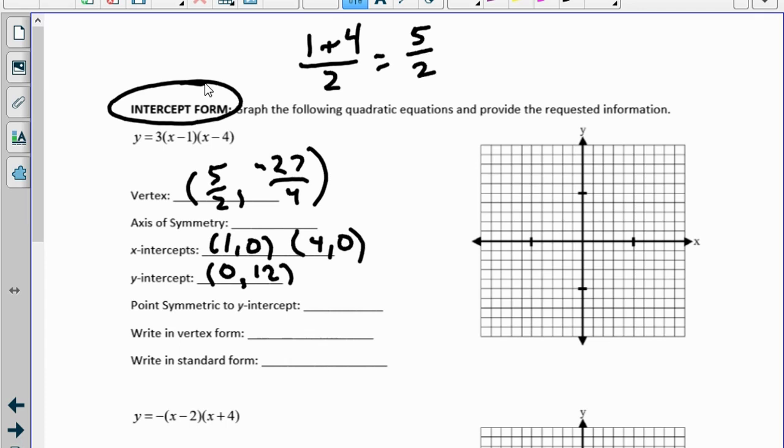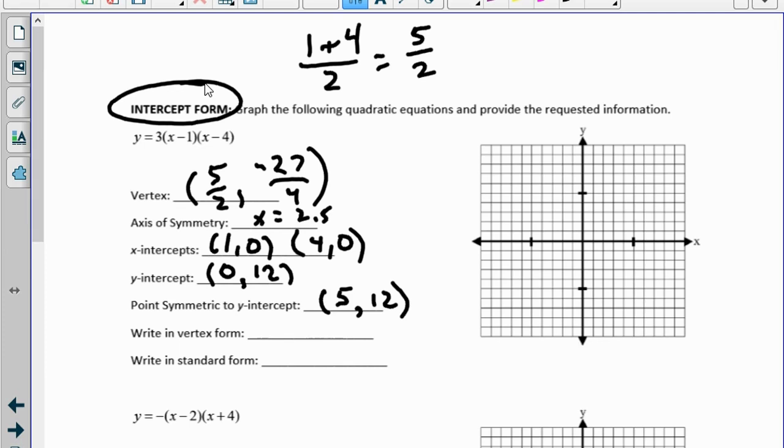Point symmetric to the y-intercept is going to be at 5 now. I know that because if my vertex is at 5/2 and my y-intercept is 5/2 to the left of my vertex, that means I can go another 5/2 to the right and figure out where that is. So I have a couple points. Oh yeah, my axis of symmetry is at x equals 2.5 or 5/2. So I can get that as well.